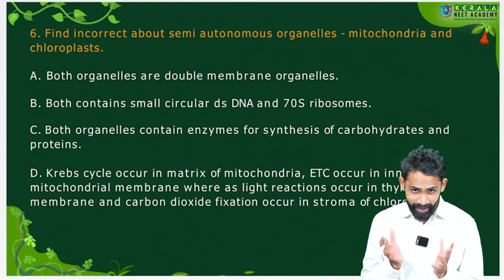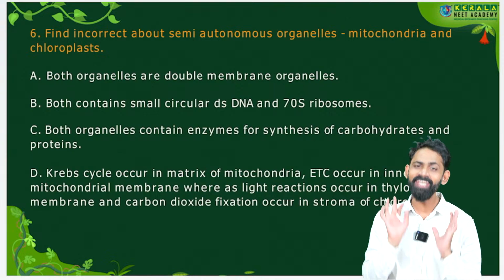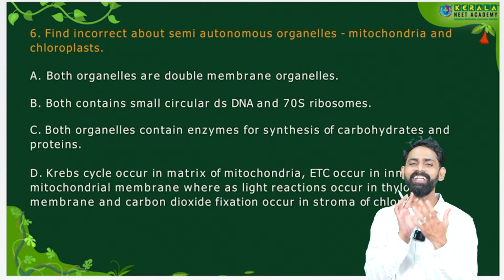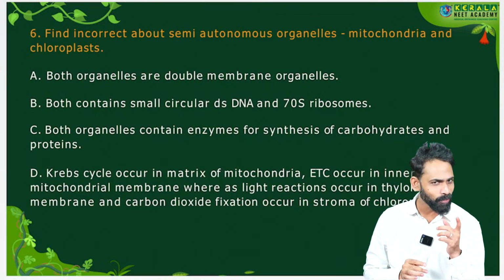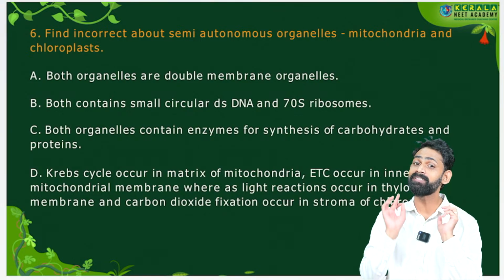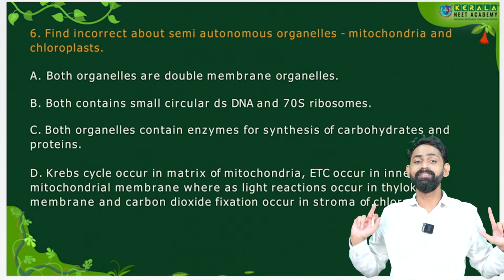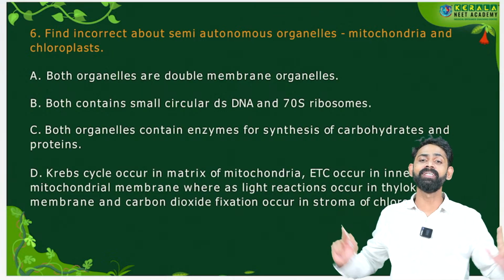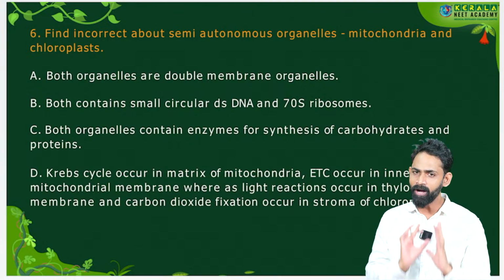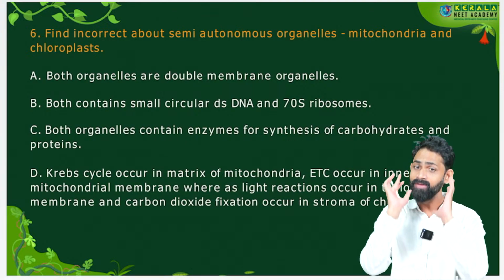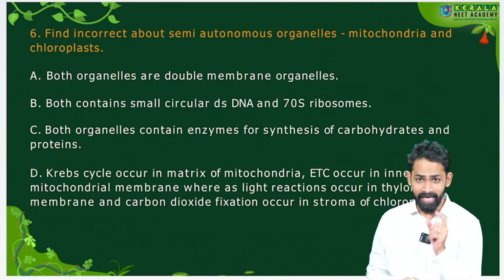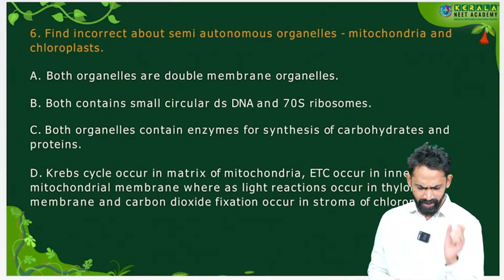But in the case of chloroplast only, photosynthesis takes place. Photosynthesis results in the formation of carbohydrates. That is why you need to understand here: both organelles contain enzymes for synthesis of proteins. But the enzymes required for carbohydrate synthesis, the beautiful example is Rubisco, are present only in the stroma of the chloroplast. That is why I am going for option C. Check it linearly, then you will understand.